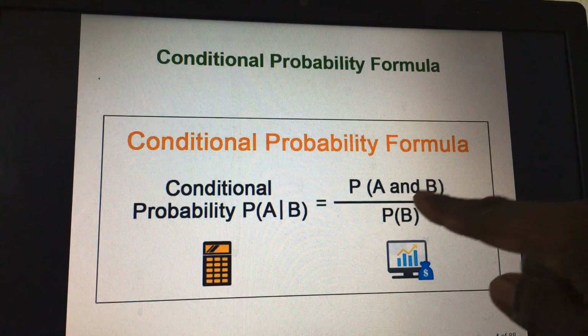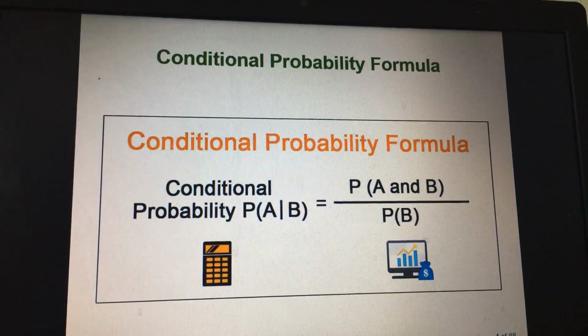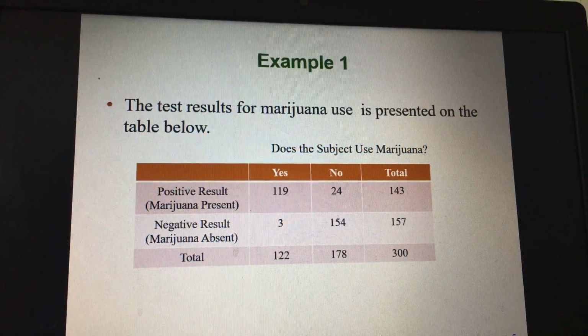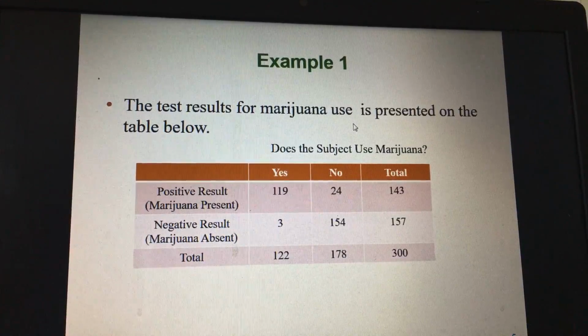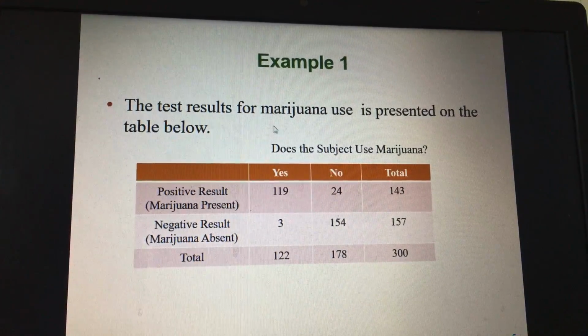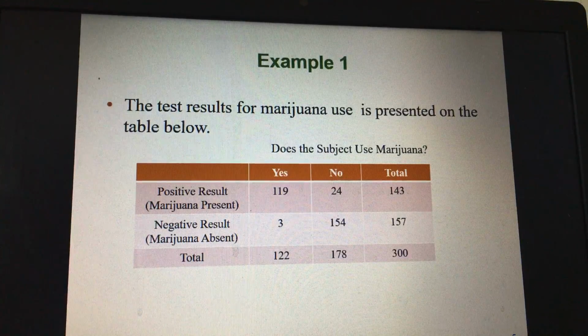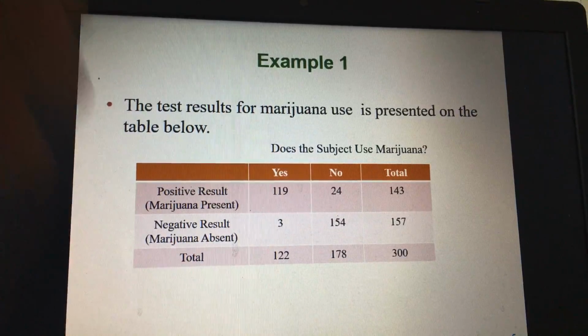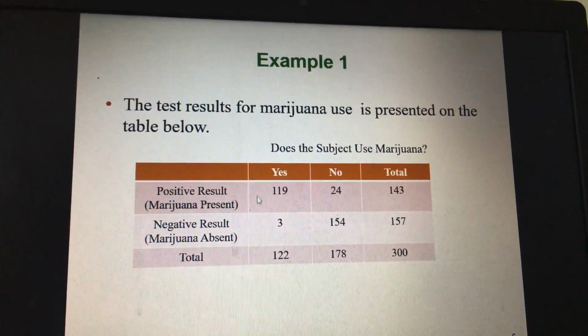Okay, let's apply this formula in solving some problems. Look at this question. It says, the test results for marijuana use are presented below. This is a test result from a medical lab for marijuana use. Usually when you're looking for a job, they send you for drug tests to find out if you're using drugs. In most cases, if you're using drugs, it will show in your test results, and you may not be hired for that job. This is the result that I have for one particular hospital.